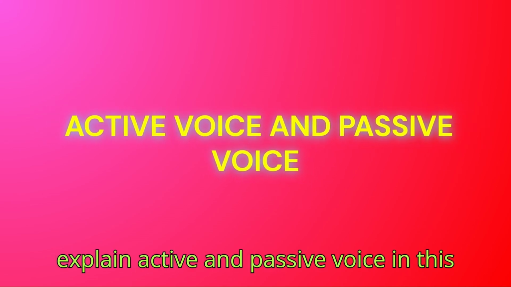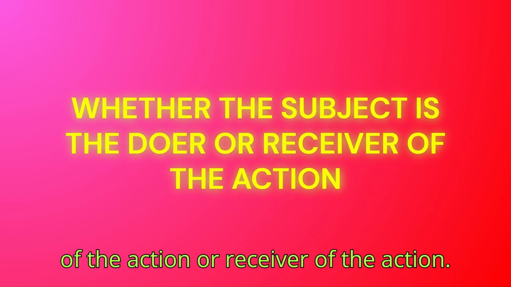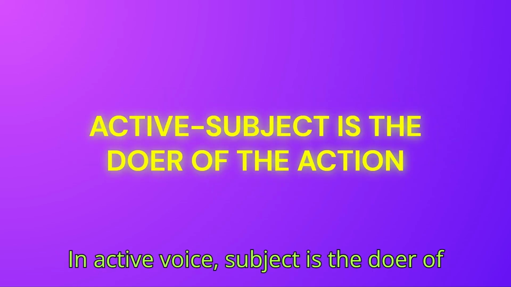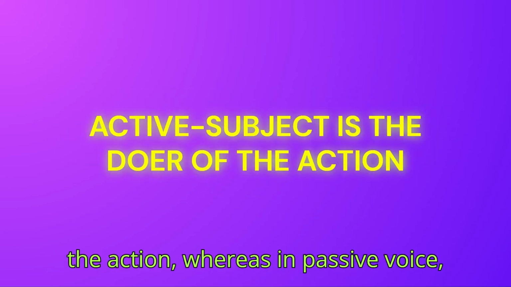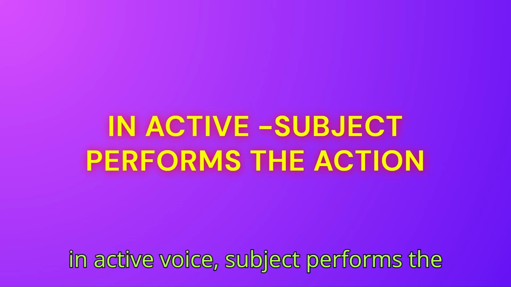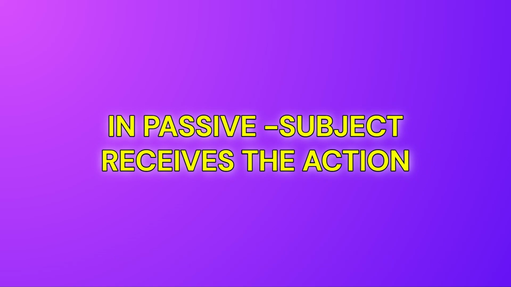I'm going to explain active and passive voice in this video. The voice of a sentence tells us whether the subject is the doer of the action or receiver of the action. Now, let us look at the difference between active voice and passive voice. In active voice, subject is the doer of the action, whereas in passive voice, the subject is the receiver of the action. To put it in a different way, in active voice, subject performs the action, whereas in passive voice, the subject receives the action.